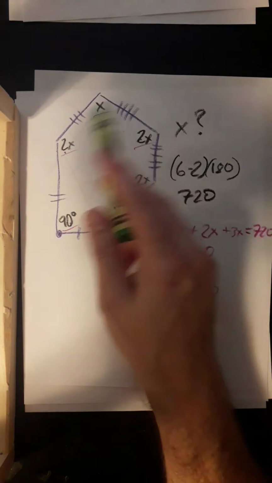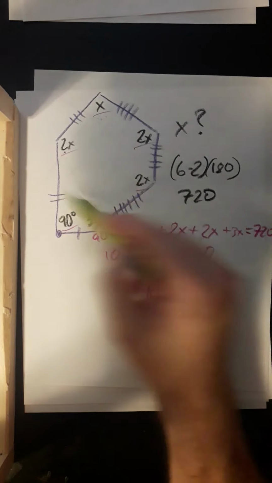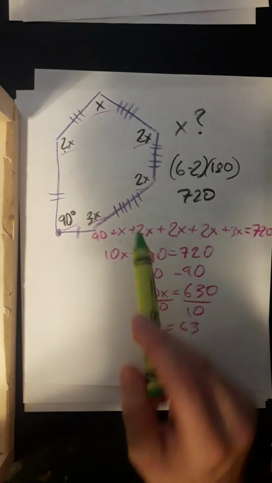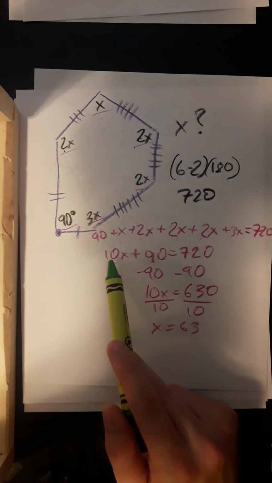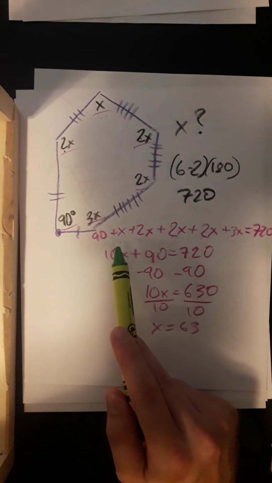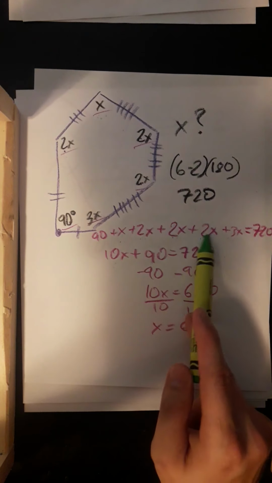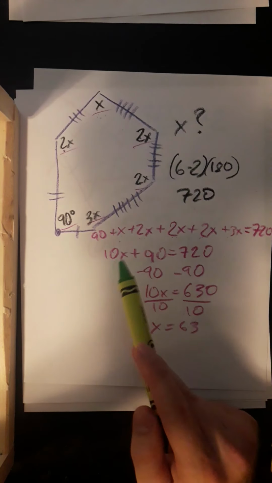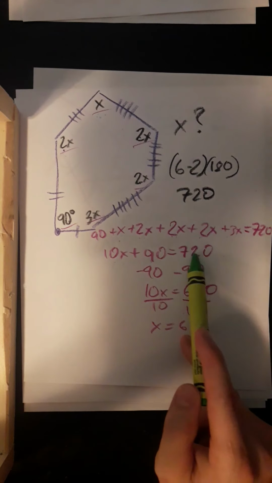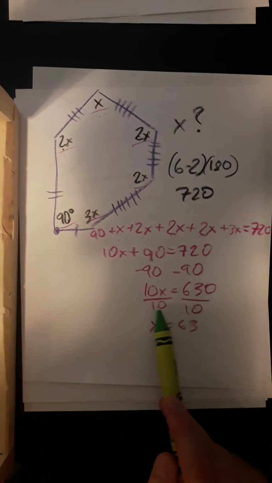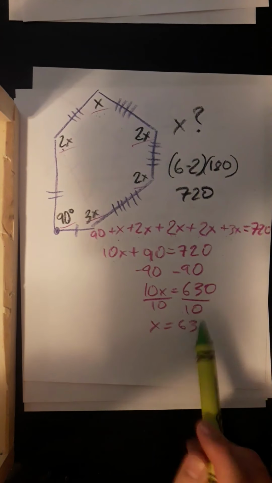Now, if we know that that's what all of these add up to, let's add all of these up. So 2x plus 2x plus 2x plus 3x plus x plus 90 equals 720. So combine like terms. 2, 4, 6, 7. 7 plus 3 is 10. 10x plus 90 equals 720, minus 90 from each side. 10x equals 630. Divide by 10, x equals 63. This is the value of x.